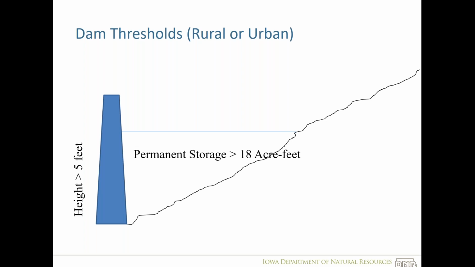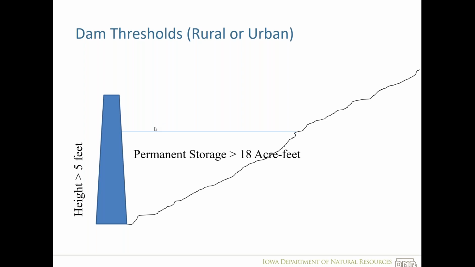So we're getting back into that potential of how much water is being stored, because the more water you store, the more potential damages you could do downstream. So 18 acre feet is the current criteria for normal storage.